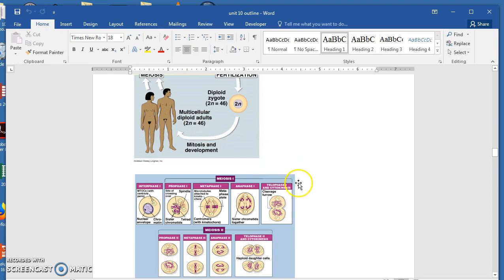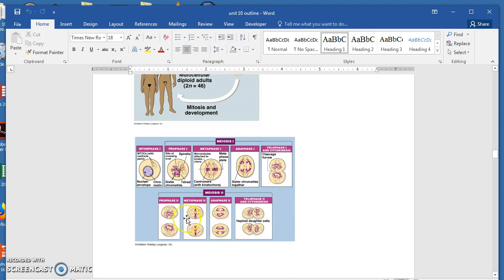Meiosis has two parts. There's meiosis 1 and meiosis 2. In meiosis 1, the chromosome number is halved. There's a prophase, metaphase, anaphase, telophase 1, and then cytokinesis. And the homologous pairs are split up. So one homolog will go to one side of the cell, the other homolog will go to the other side of the cell. This prepares for meiosis 2.